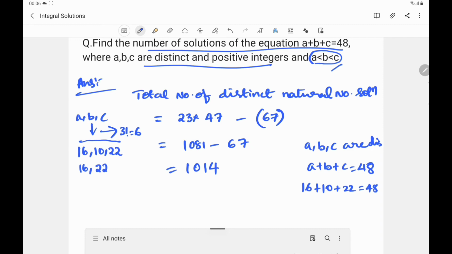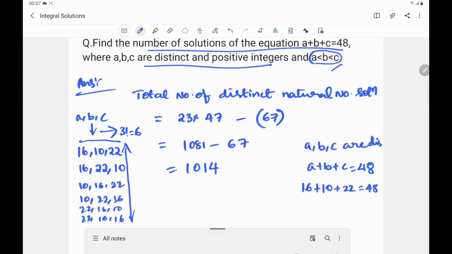So what are those 6 ways? Here 16, 22, 10, followed by 10, 16, 22, then 10, 22, 16, then 22, 10, 16, and starting with 22, 22, 16, 10. So these are the 6 ways in which these three a, b, c, when they are distinct, can be arranged.